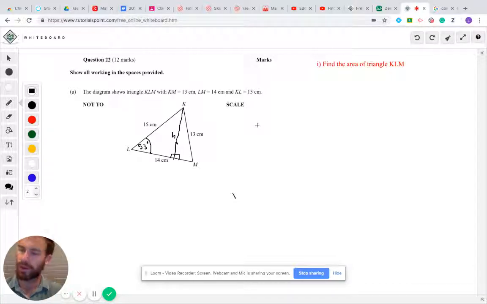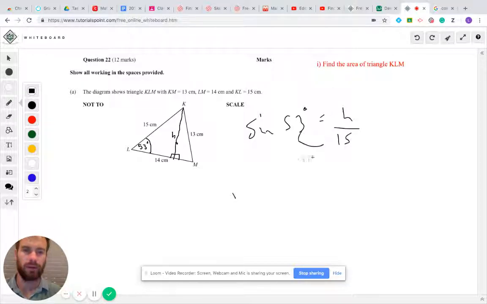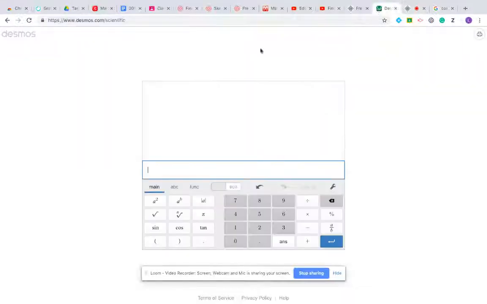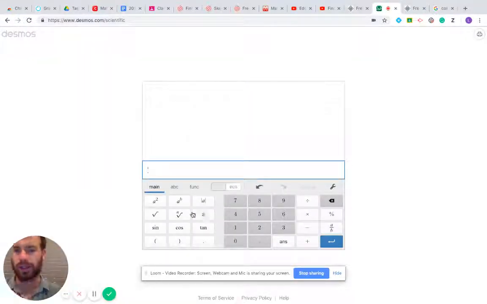Just get my pen tool out. All right. So therefore, sine 53 degrees is equal to H over the 15 centimeters. Then if I work that out, I'm going to be doing sine 53 multiplied by the 15. H equals sine 53 degrees multiplied by 15. Just going to jump over to Desmos and use my scientific calculator.